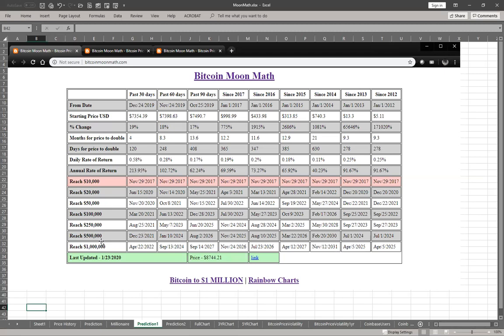It tells you when it'll reach different prices based on the price right now and based on these dates here. So if I had the date when it was 19,000, it would be negative. It actually would be going down.